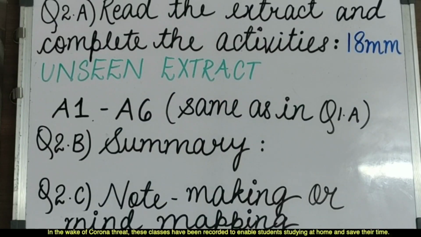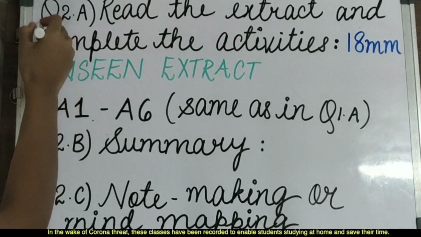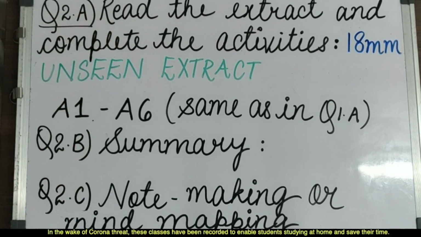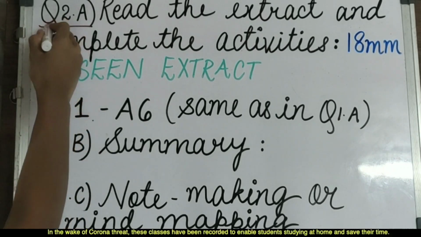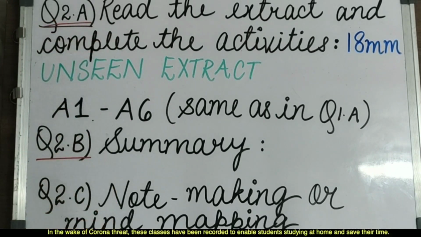So students, now we have completed question number 1, that is question number 1A as well as question number 1B. So now we are moving on towards question number 2. Question number 2 has 3 sub-questions in it. Question number 2A, question number 2B and question number 2C. Okay, so what is question number 2A? Read the extract and complete the activities.